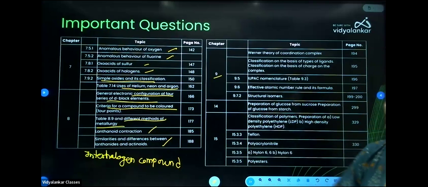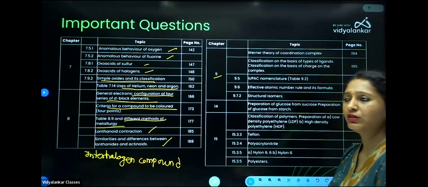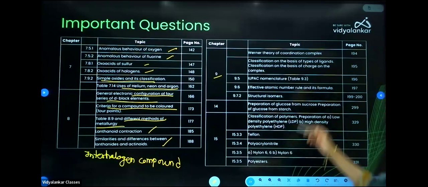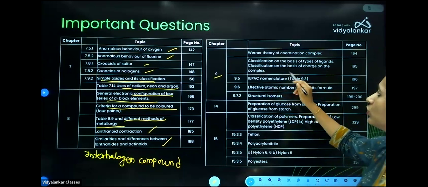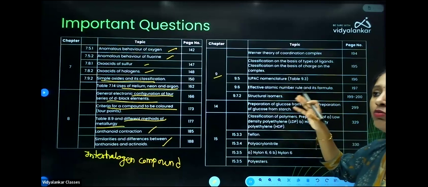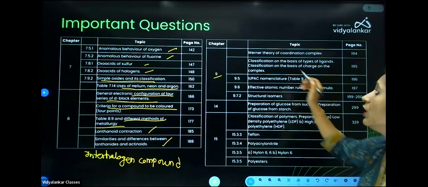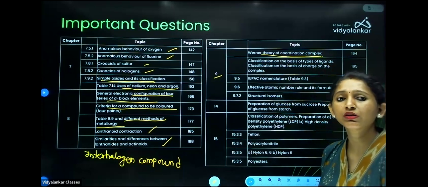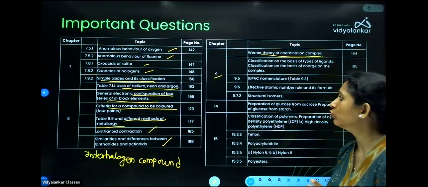This is your next chapter, chapter number 9. This is coordination compounds. Again, an easy chapter. From coordination compounds, mostly you get a definition of ligand. What are ligands? What is the classification of ligands? Then classification on the basis of charge on the complexes. So mostly 2 mark questions can be asked from these. Werner's theory of coordination complexes is important. Postulates for Werner's theory are given. It generally comes for 2 marks.